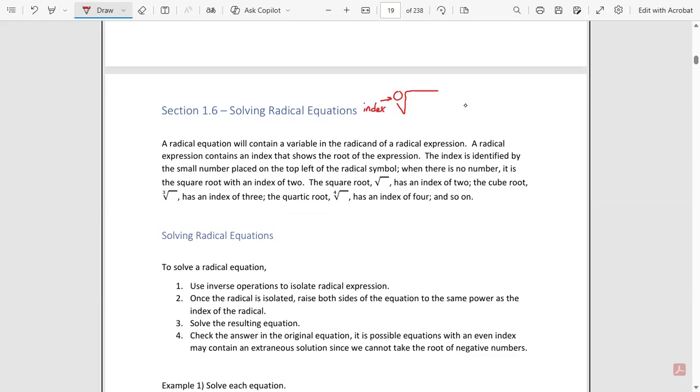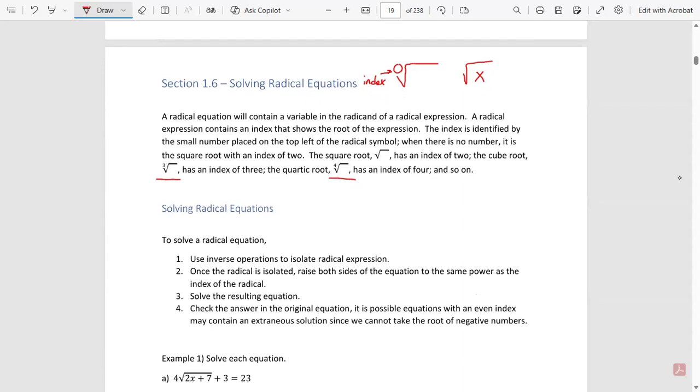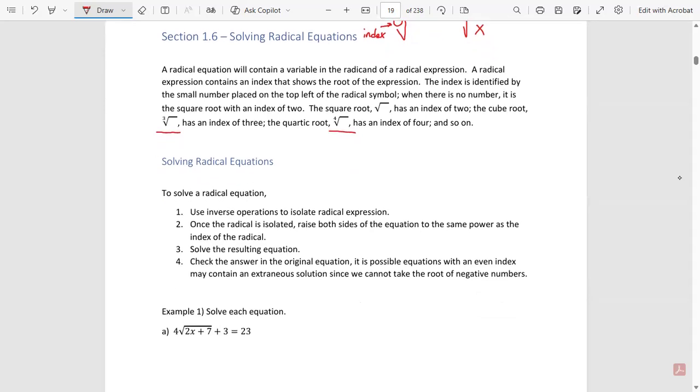If you see a radical that doesn't have any number for the index, it means it's 2. So that's why we read this one as the square root. And when a variable like x is under the radical, that makes a radical equation. But other indexes like 3 and 4 will be written with the same number.